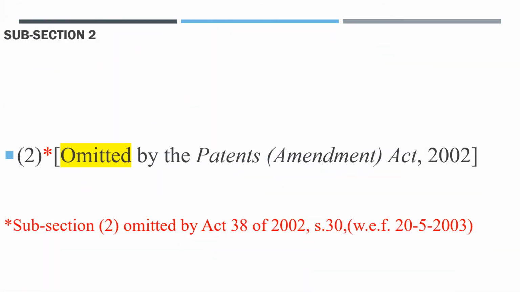In subsection 2, see the star mark here. Actually it is written that it is omitted by the Patents Amendment Act 2002. That means subsection 2 of section 60 is omitted by Act 30 of 2002, section 30, with effect from 20th May 2003. So we can say that subsection 2 is not existing now. Let us proceed to the next subsection.